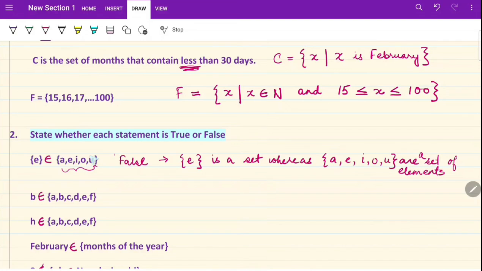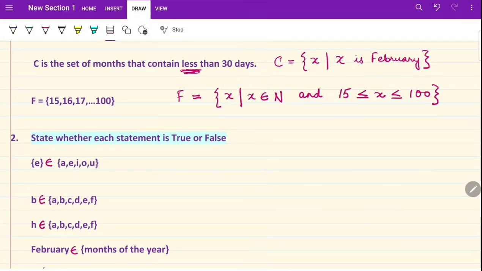In order for this to be true, we would have to write it like this: E without the curly brackets, then the belongs-to symbol, followed by the set A, E, I, O, U. This is a true statement, but we have surrounded the E with the set braces. Therefore, that's what makes it a false statement.